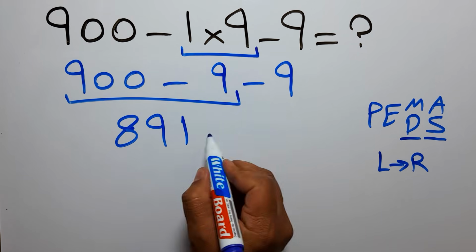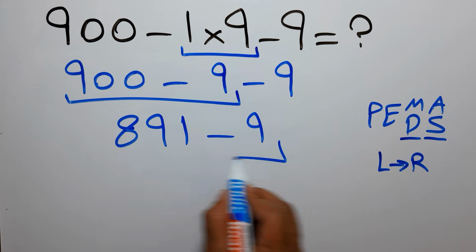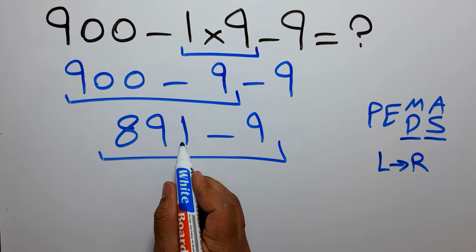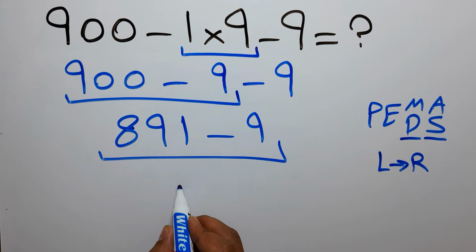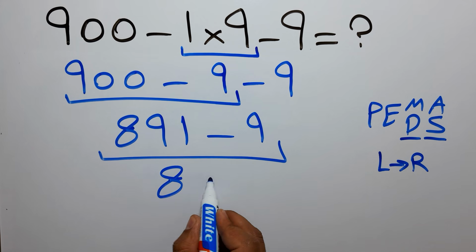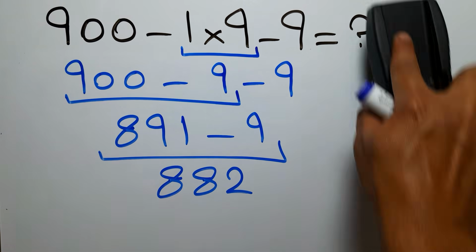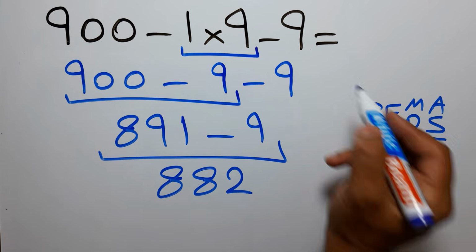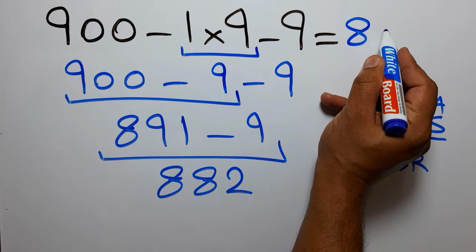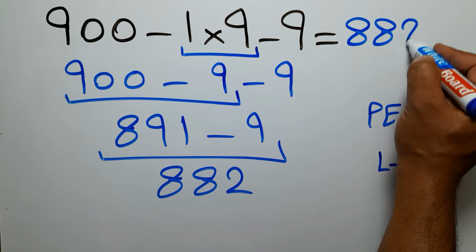891. Then minus 9. Okay? 891 minus 9 gives us 882. And this is our final answer to this problem. The correct answer is 882.